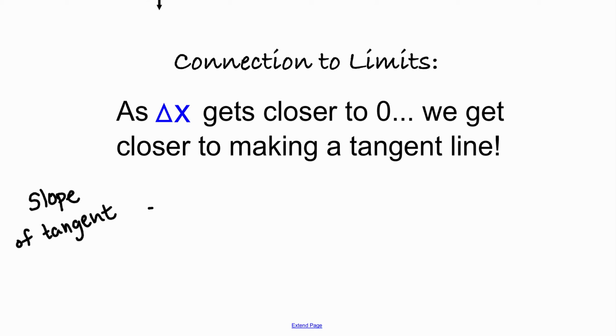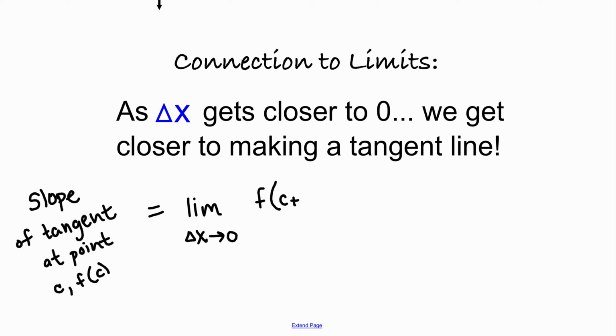Here is formally how we can write the slope for a tangent line at a point. The limit as delta x approaches 0 of the slope of the secant line, which is f of c plus delta x minus f of c all over delta x. You need to know this.